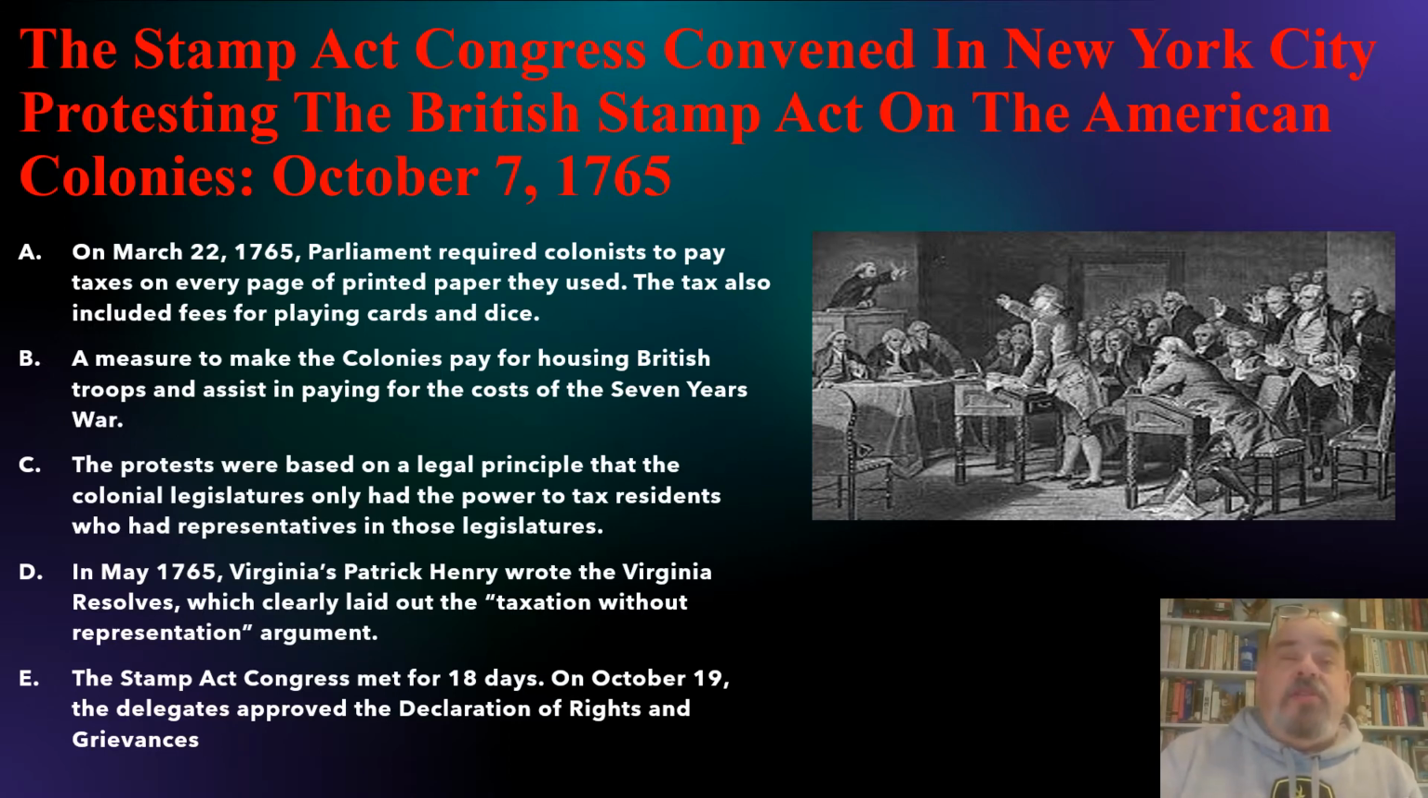They still considered themselves Englishmen, but they were being persecuted by the laws of England of no taxation without representation, which they had within the realm of Great Britain for many, many years.